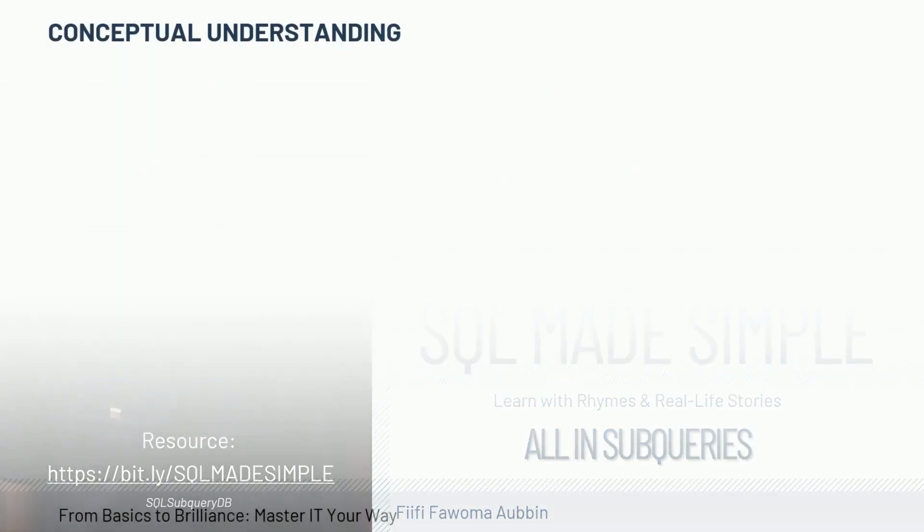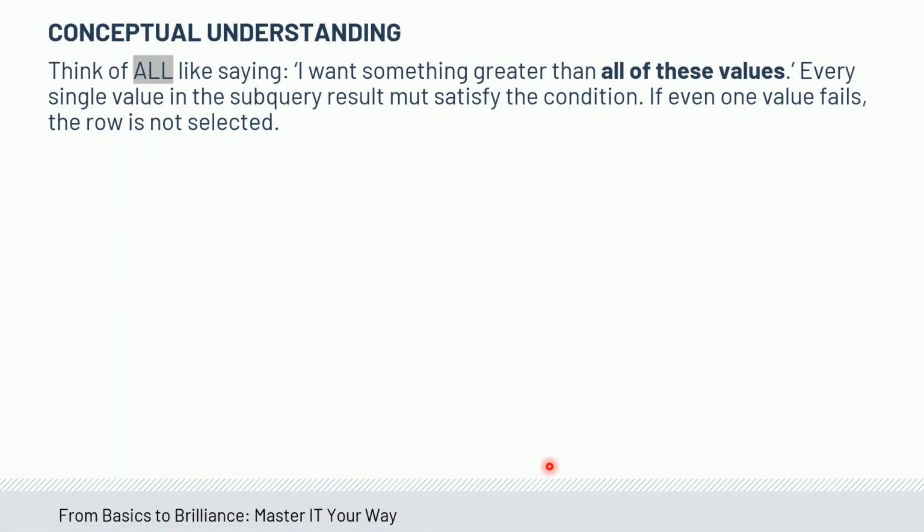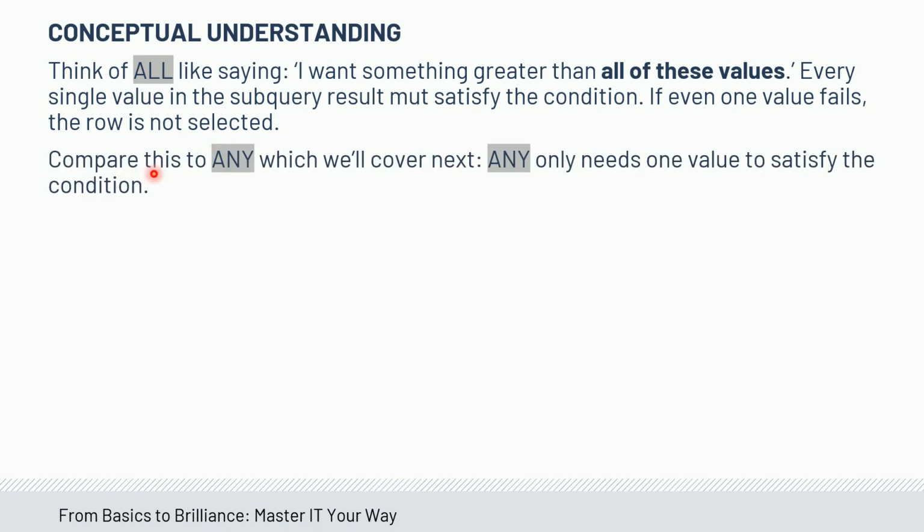I want you to think of it like saying, I want something greater than all of these values. Every single value in the subquery result must satisfy the condition. Even if one value fails, the row is not selected. Compare this to ANY, which we will cover next. ANY only needs one value to satisfy the condition.